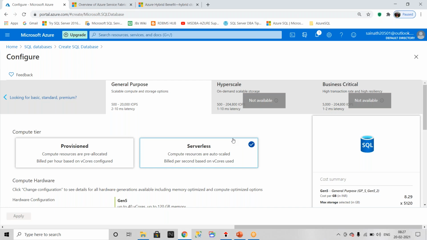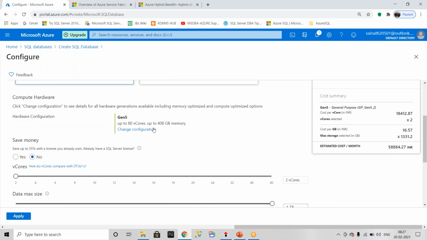Next part, license. Very good. Next we are going to discuss licensing. You can save up to 55% with the license you already own. If you have the license, Microsoft will charge only 45% for your resources, so you save cost. Let me ask you: I have a license on-prem. Can I use that license in Azure?